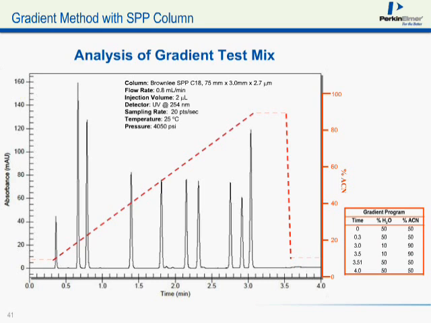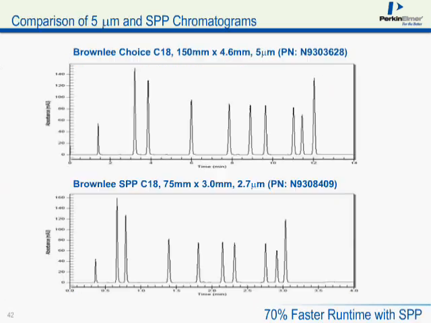So I took these parameters and ran the new gradient, and notice that now what was done in about 14 minutes is done in 4 minutes. I get the same retention order of my compounds, but I get to do them in about 75% less time. And so here's a comparison of the initial gradient program with the 150 millimeter column, and that's a 14-minute run. And finally, the new gradient with the SPP column, which is now about a 3-minute run.